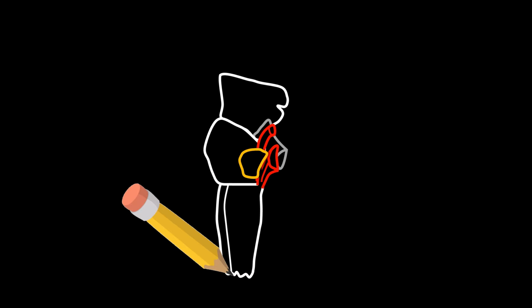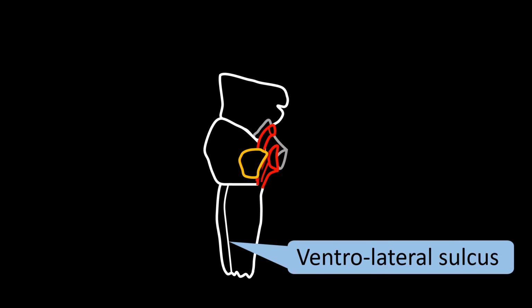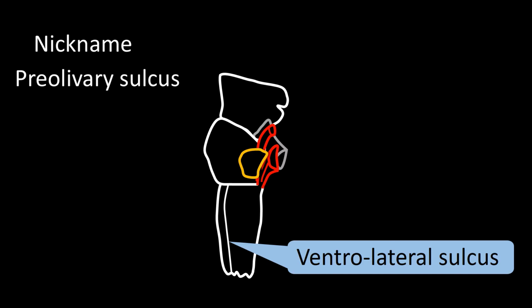Now we will start populating the side view of the brainstem. First, go to the medulla oblongata close to the anterior border and trace a line going down. This is the ventrolateral sulcus, nicknamed the pre-olivary sulcus.